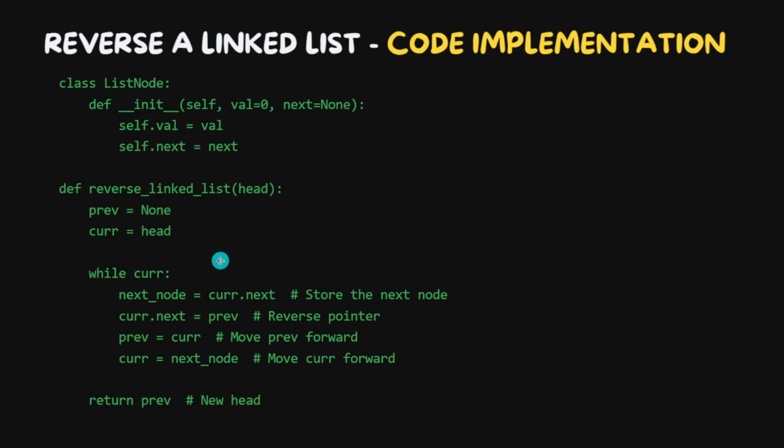Now we loop through the list. First we store the next node in next_node. Then we reverse the next pointer of the current node to point to the previous. Finally, we move previous and current forward by one step. Once we reach the end, previous will be the new head of the reversed list, so we return it. Since we only traverse the list once, the time complexity is O(n). And since we don't use extra space, the space complexity is O(1), making this an efficient solution.